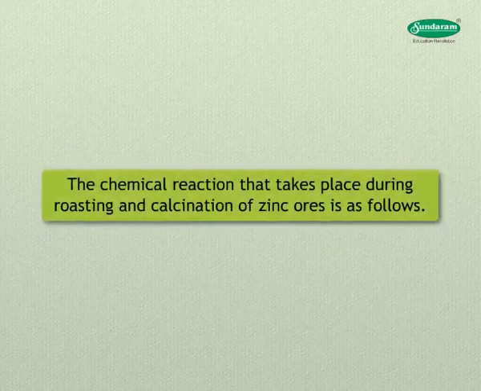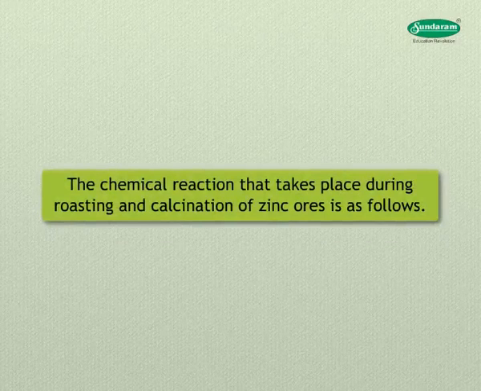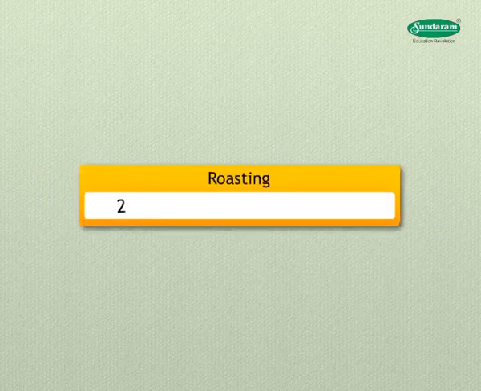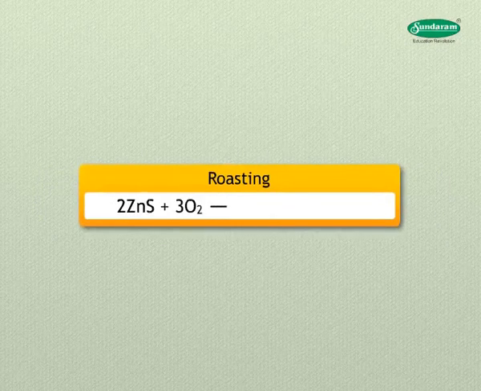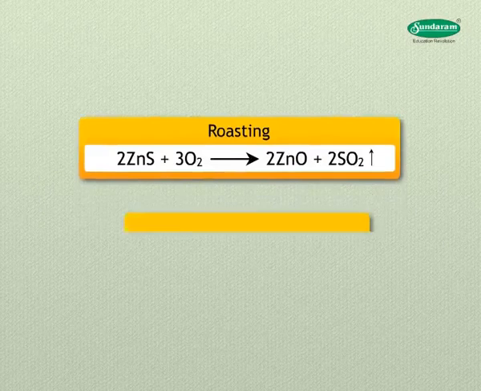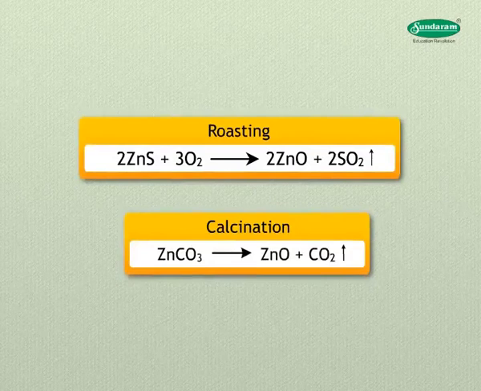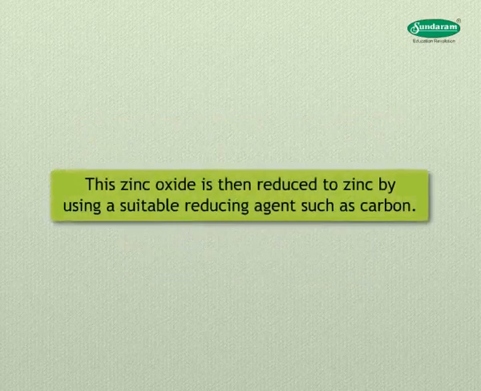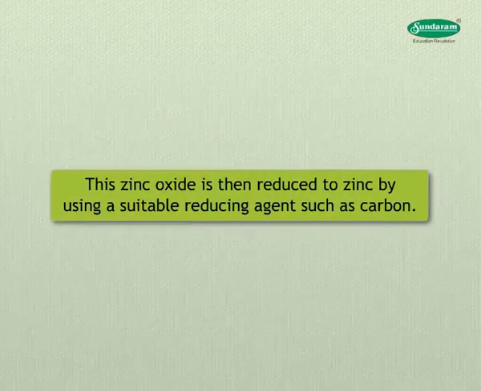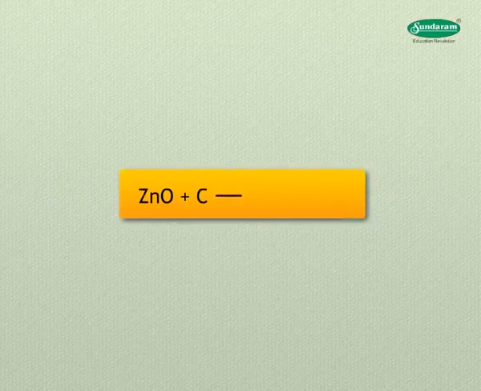The chemical reactions that take place during roasting and calcination of zinc ores are as follows. Roasting: 2ZnS plus 3O2 gives 2ZnO plus 2SO2. Calcination: ZnCO3 gives ZnO plus CO2. This zinc oxide is then reduced to zinc by using a suitable reducing agent such as carbon. ZnO plus C gives Zn plus CO.